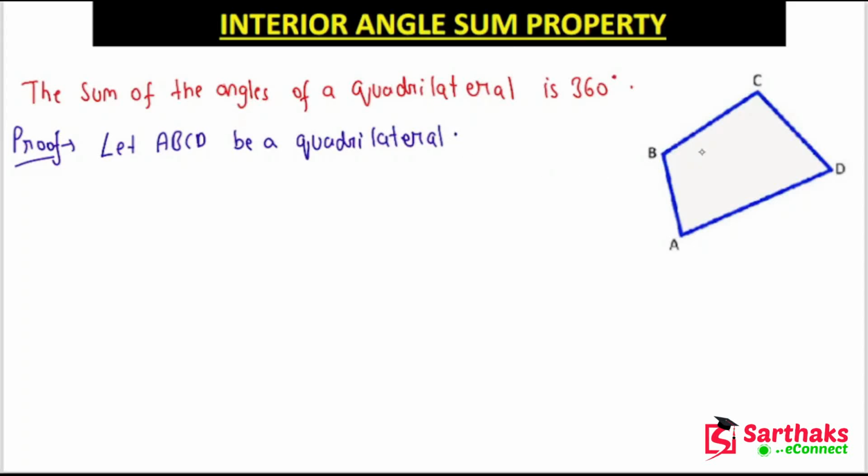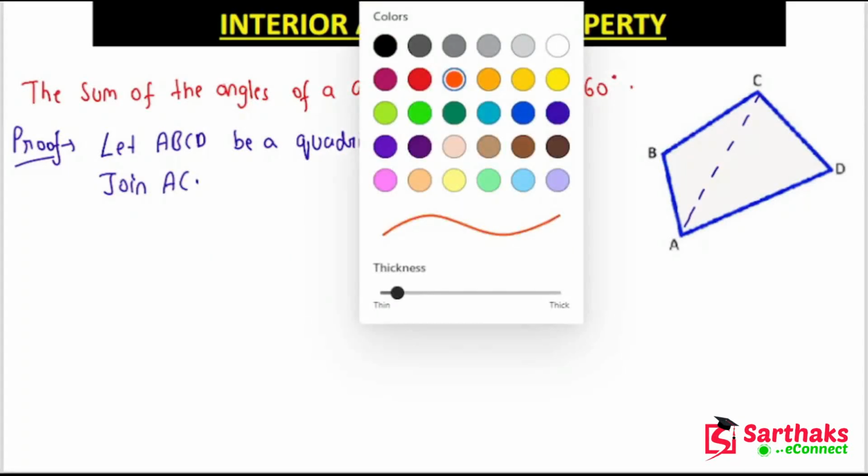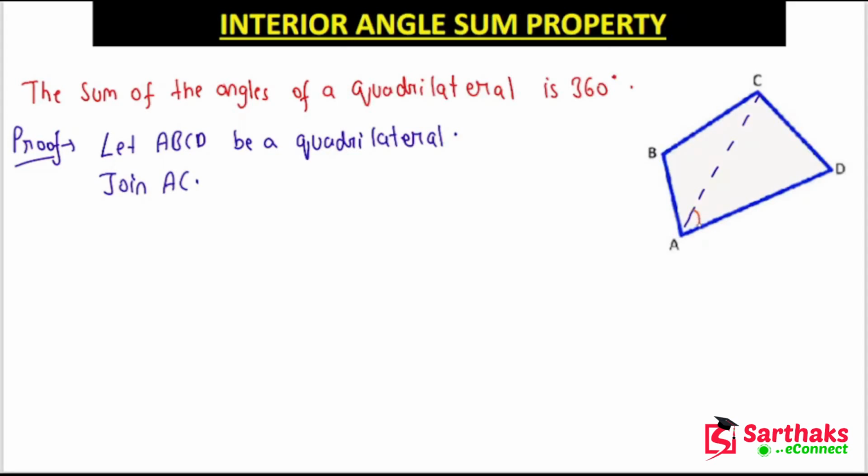Okay, now we need a diagonal for this purpose. So let us take the diagonal as AC. Since this is a construction, it would be dotted. So now we join AC. So AC is one of the diagonals. Now clearly we can say that angle A and angle C have been divided into 2 angles each. Let me give them some names. Let this angle be called angle 1 and this be called angle 2. Similarly, this be called angle 3 and this angle be called angle 4.